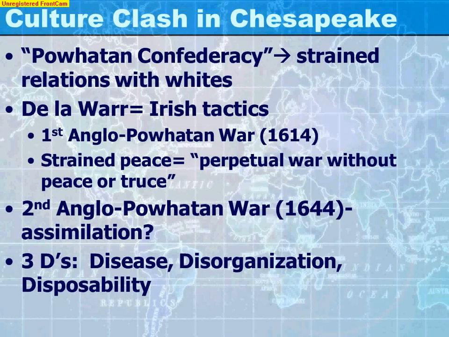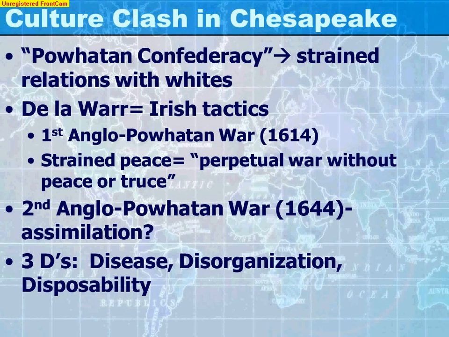And so the English, and this is from an historian's perspective, were really focused on disease, disorganization, and disposability. It was easy once again to conquer these local tribes because of the prevalence of disease. Smallpox, measles, these were running rampant through the Native American tribes of North America like we'd seen before. 90% death rate, just like we saw down in Latin and South America.